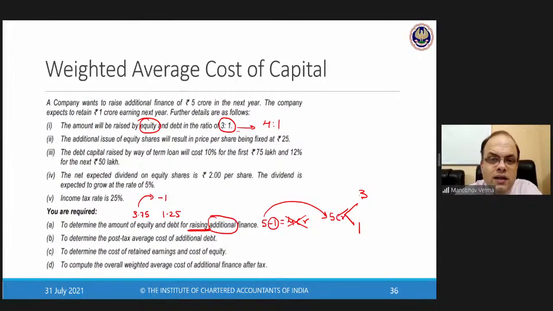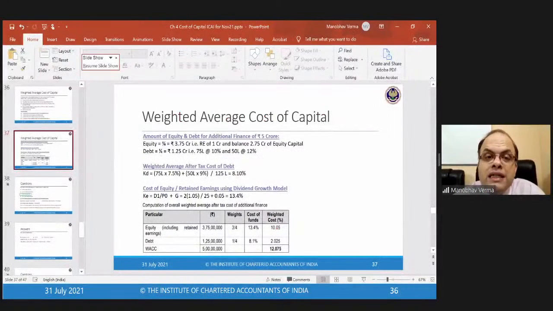Now look at the third point: debt capital will be raised by term loan at 10% for the first 75 lakhs and 12% for the next 50 lakhs. That means within the debt also, we are looking at two types of debts, right? So we are looking at a term loan of 10% and a 12% term loan. And the tax rate which is given to us is 25%.